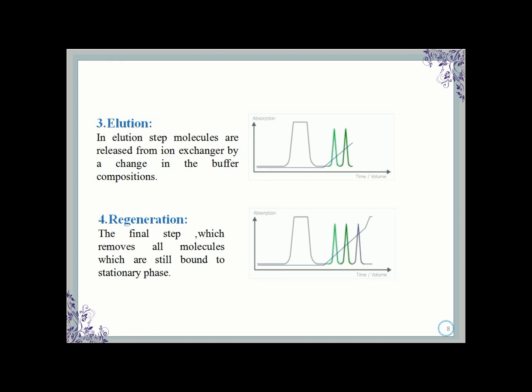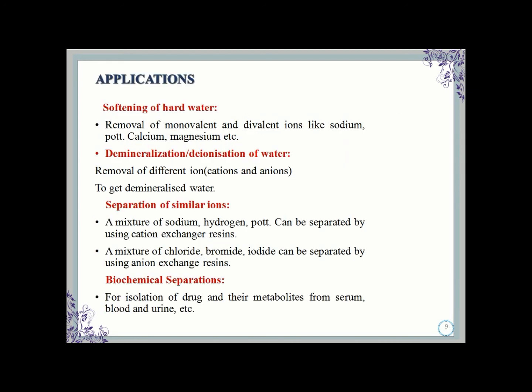Now we will move further to the applications, for what purposes these are used. Softening of hard water. This is the most important and known example for ion exchange chromatography: demineralization of water and softening of hard water, in which the removal of monovalent and divalent ions like sodium, potassium, and calcium, magnesium can take place.